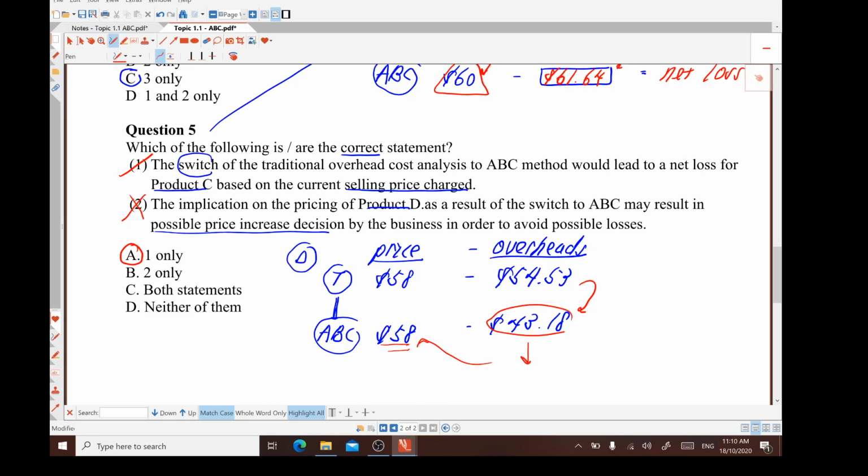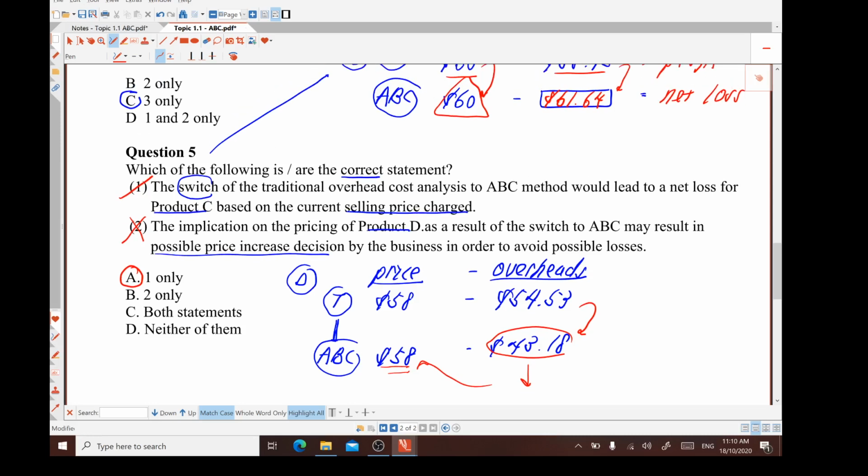Of course, some students may be asking, hey Steffi, is the use of ABC suitable for a production or manufacturing company as well as service? Which one do you think is suitable? The answer is both. We can apply this for a manufacturing business to analyze individual product profitability. So that's important.